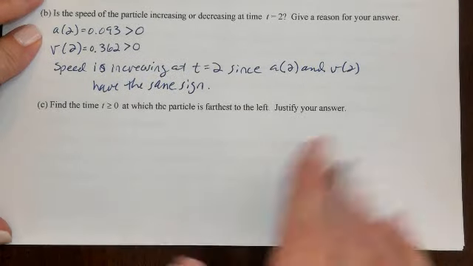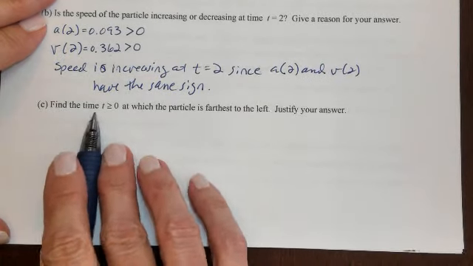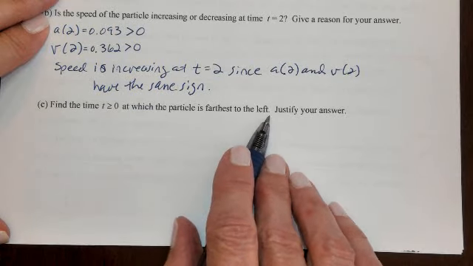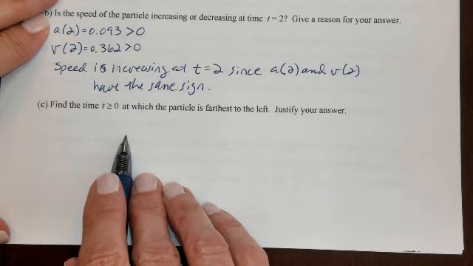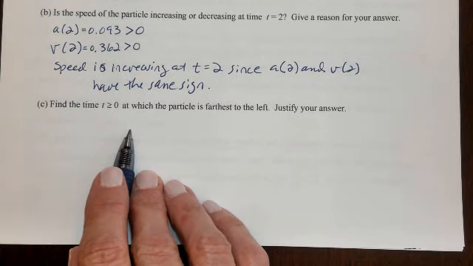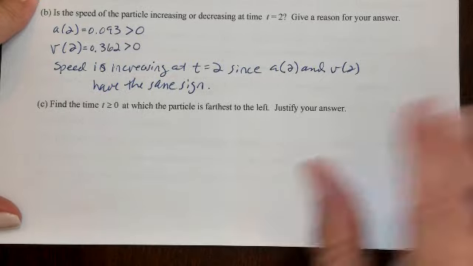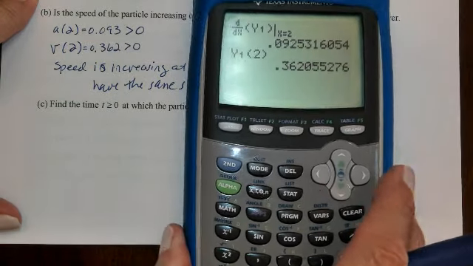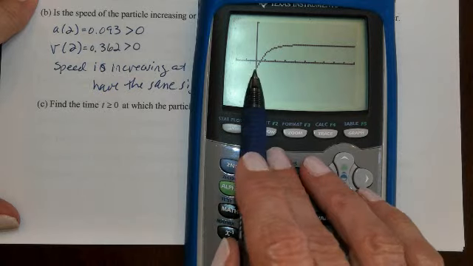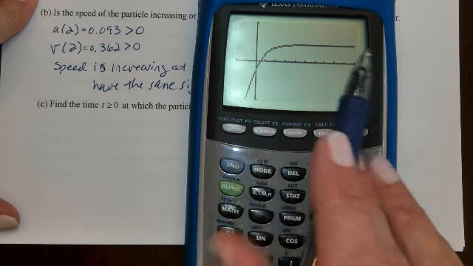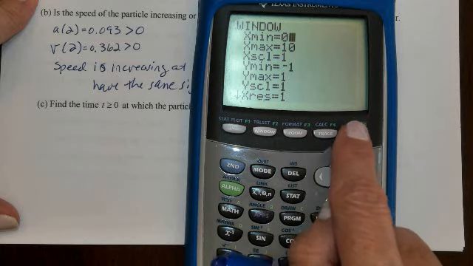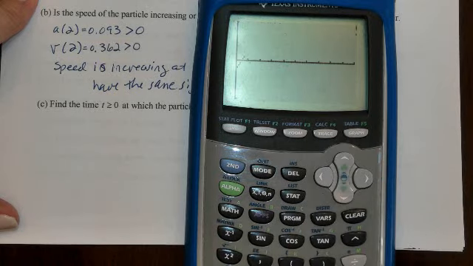Last little piece here. Find the time greater than 0 at which the particle is farthest to the left, and justify your answer. Okay, let's take a look at this. Here's our graph. We only want to analyze time greater than 0. In fact, for this, I think I will start at 0, so we only see where we want to see.